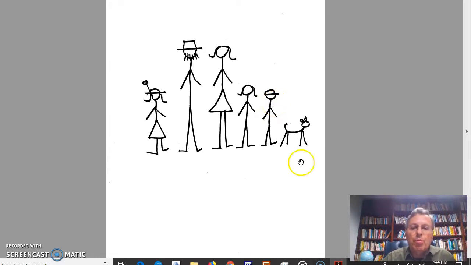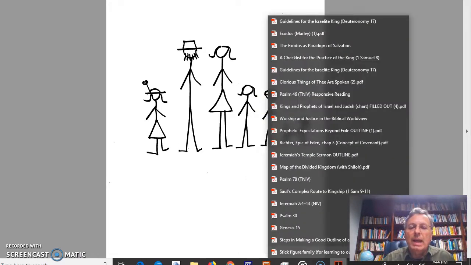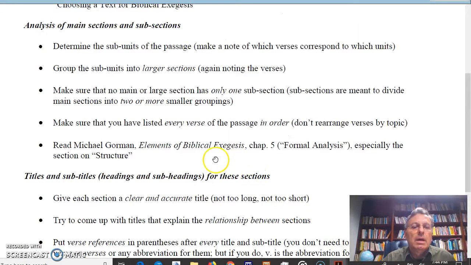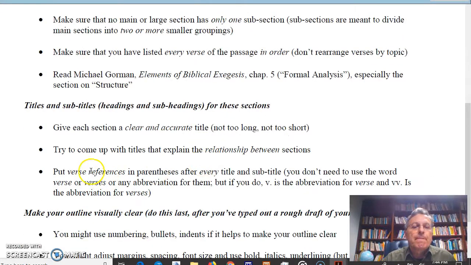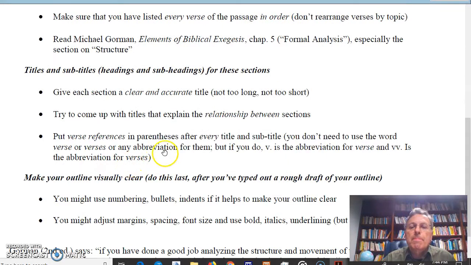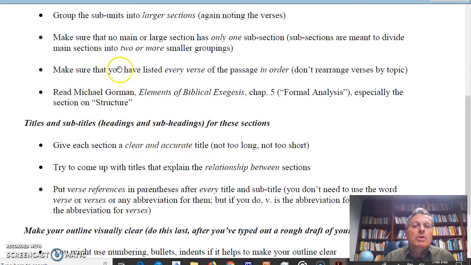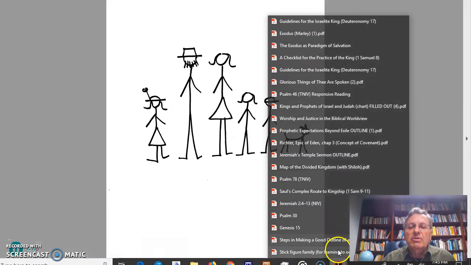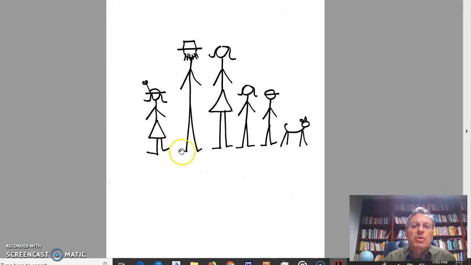But one of the points that's important when you are analyzing a biblical text is where it says, make sure you've listed every verse of the passage in order. Don't rearrange the verses by topic. So in this case, if I was going to group things, say this is verse 1, this is verse 2, verse 3, verse 4, verse 5, verse 6.